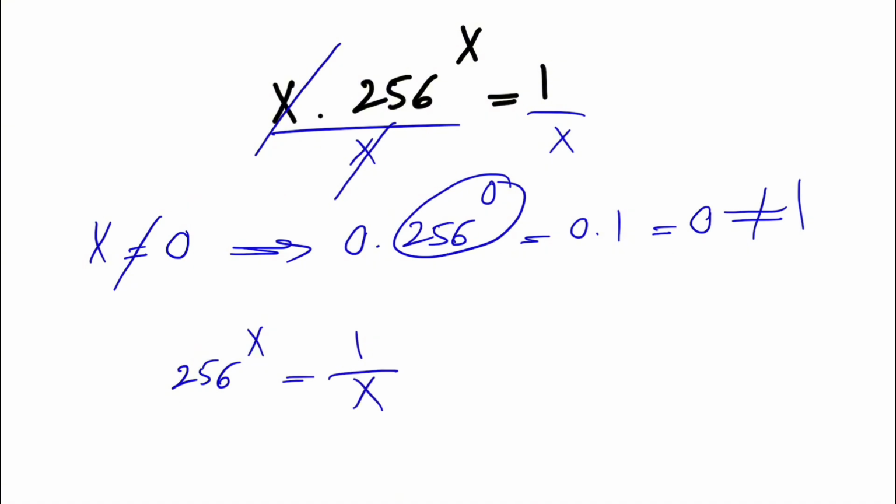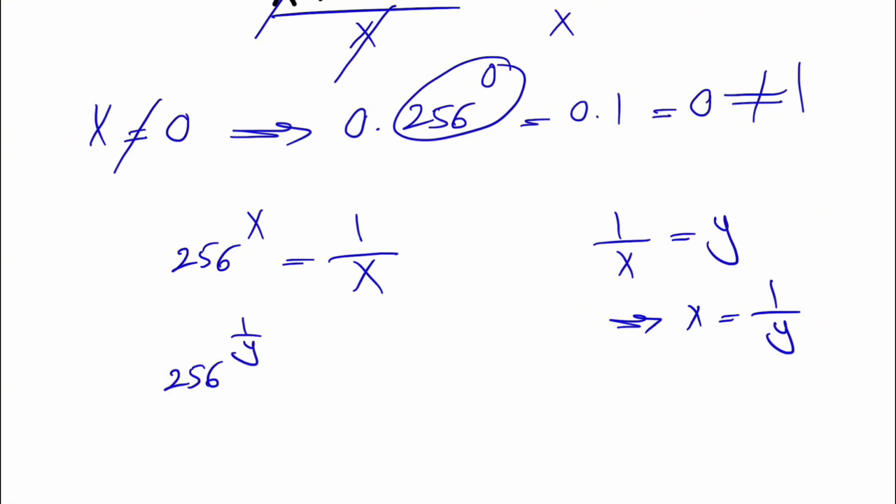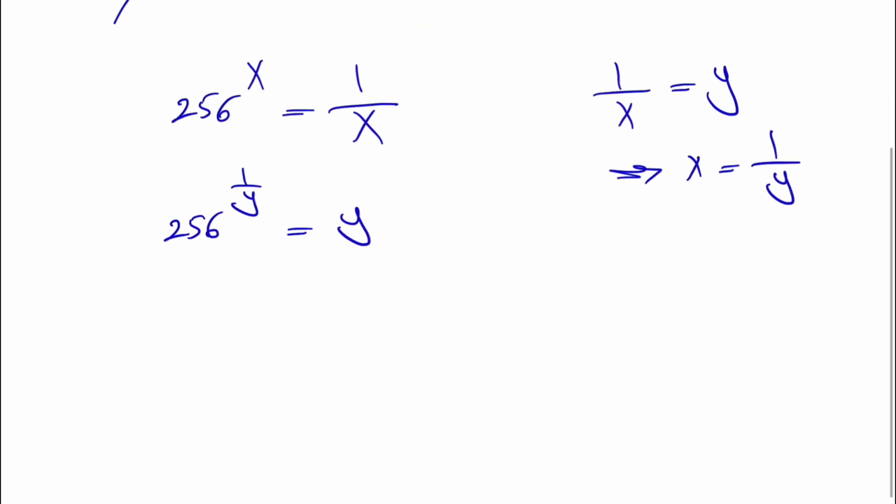is equal to 1 over x. And what we're going to do in here is call 1 over x y, which means our x is equal to 1 over y. So here we have 256 to the power of x, which is 1 over y, and on the other side of the equation is 1 over x, which we called y. And what we're going to do in here is raise each side to the power y in order to get rid of the ratio that we have for the exponent of 256.